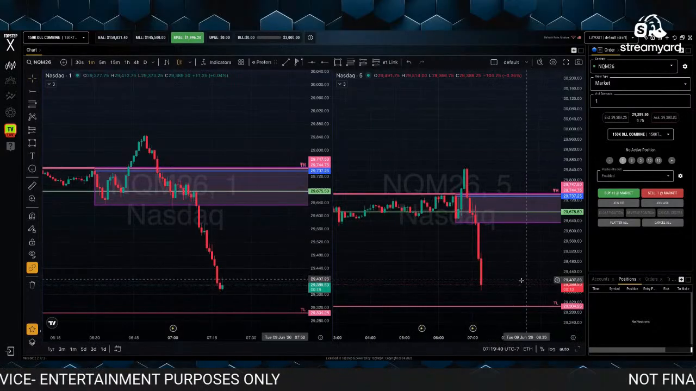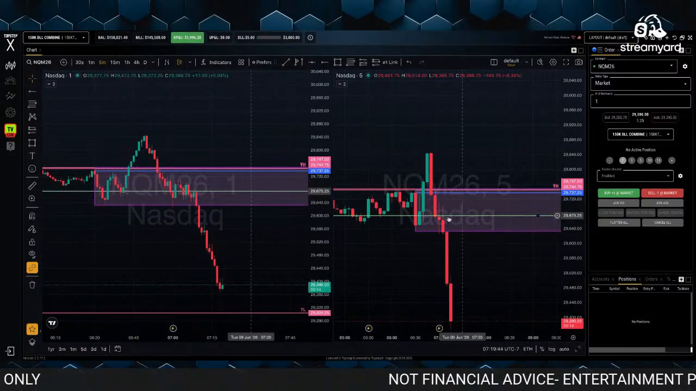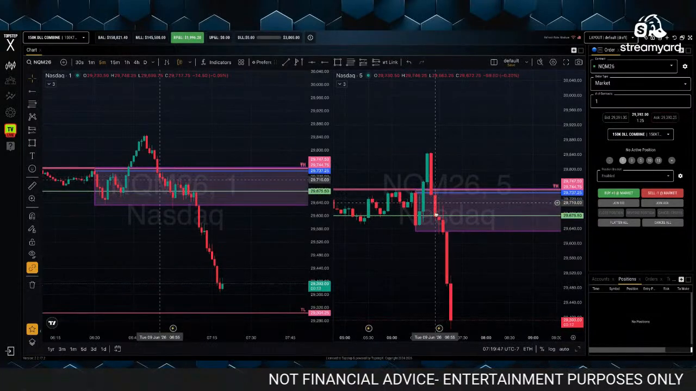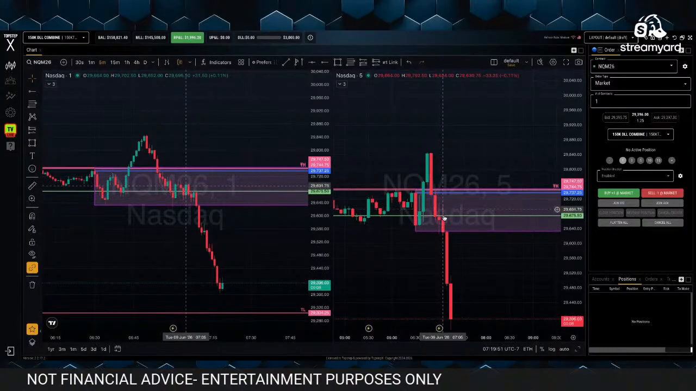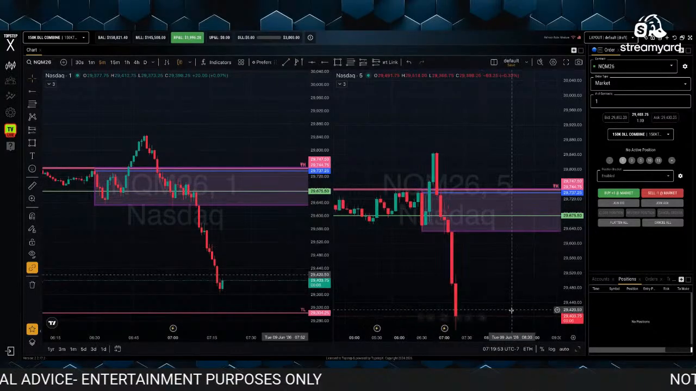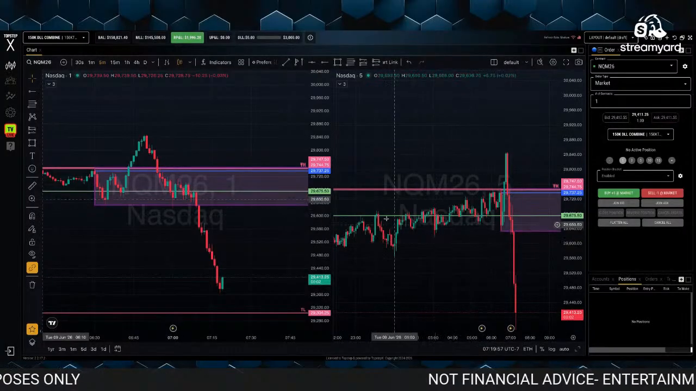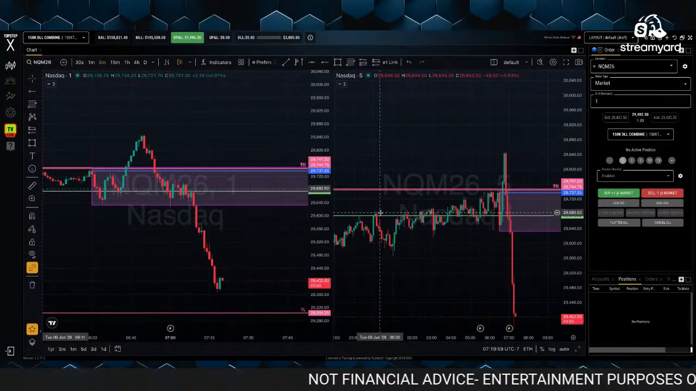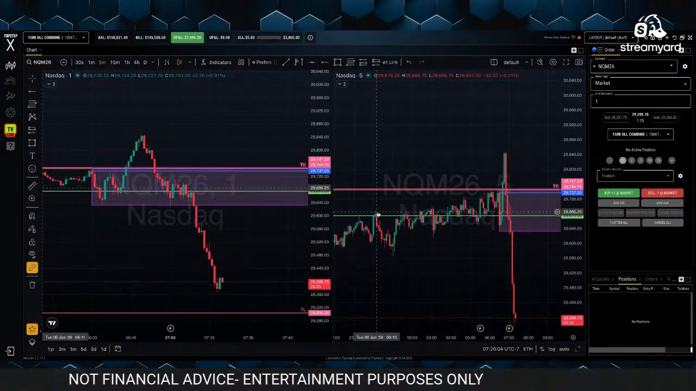So look at how beautiful this green lined house right here. It broke down from it, and then a nice push down from it, nice push down from it. So when I say the Asia level, support and resistance, what that means.